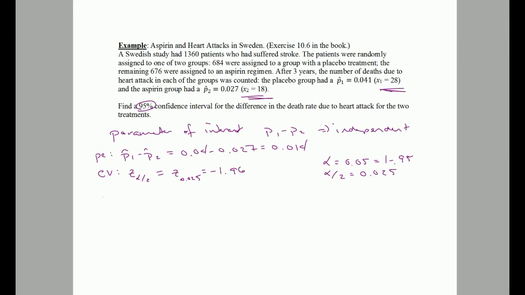So all that remains is our standard error. And this is a standard error of p1 hat minus p2 hat. And remember, because we don't know that true proportion in either group 1 or group 2, we're using p1 hat and p2 hat to estimate the standard error. So this is going to be the square root of p1 hat, 1 minus p1 hat over n1, plus p2 hat, 1 minus p2 hat over n2.